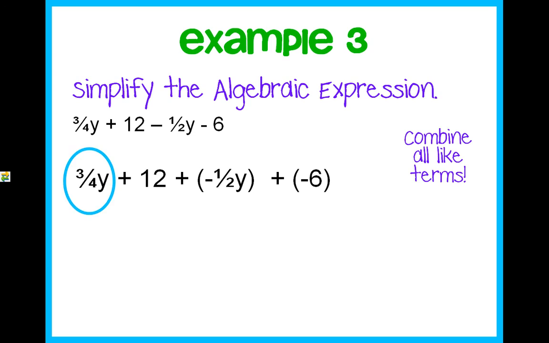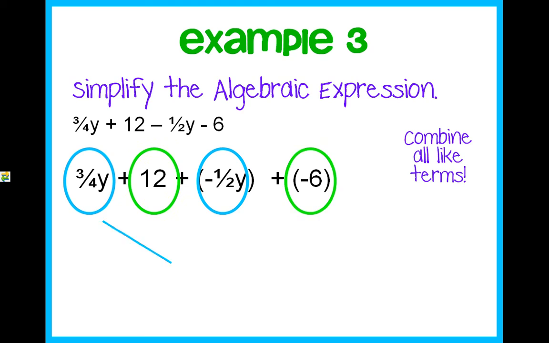So if we look here, here are our like terms. So we would have to add these together. Whenever we add them together, it'll be whatever 3/4 plus a negative 1 half is, and then you bring your y down. The y stays. Then you also have 12 and a negative 6 that you add together. So once again, we're going to add these two together and add these two together to get our simplified expression.